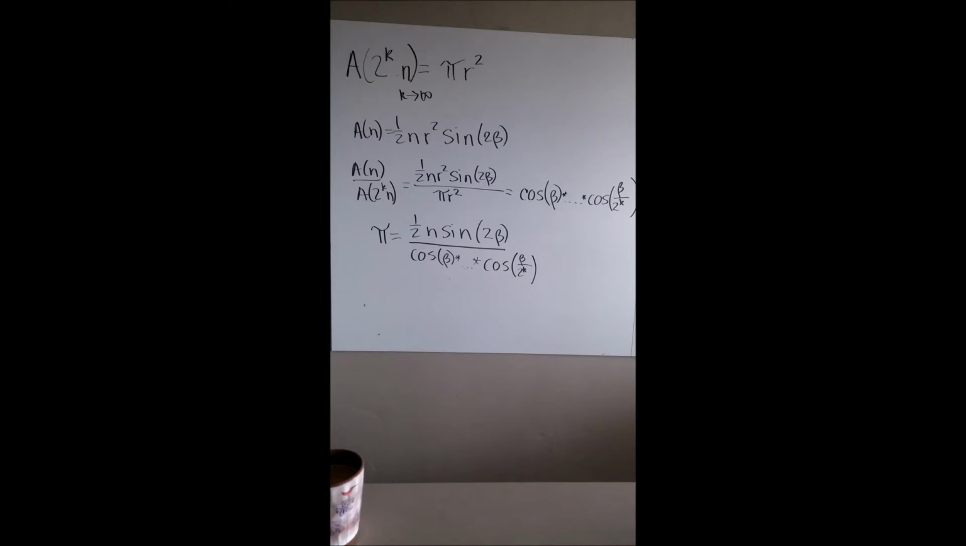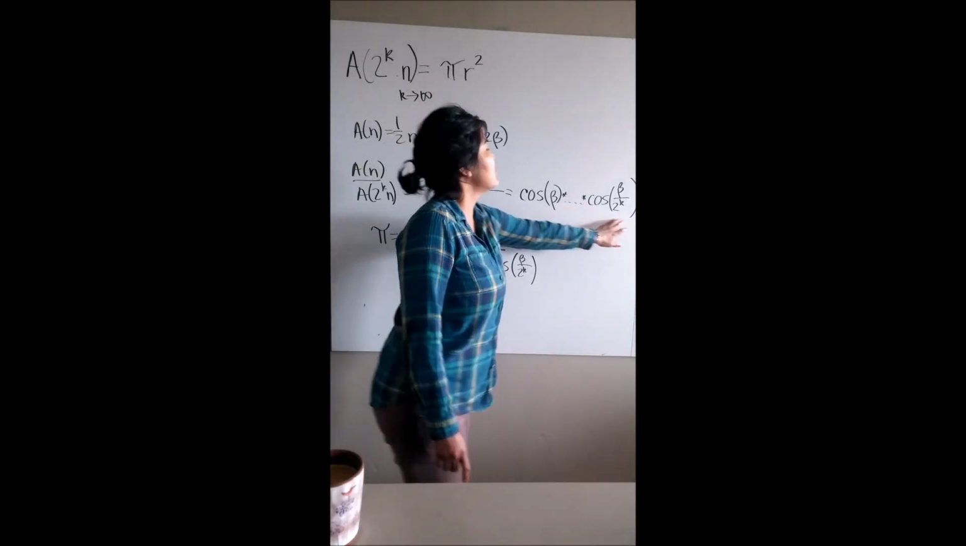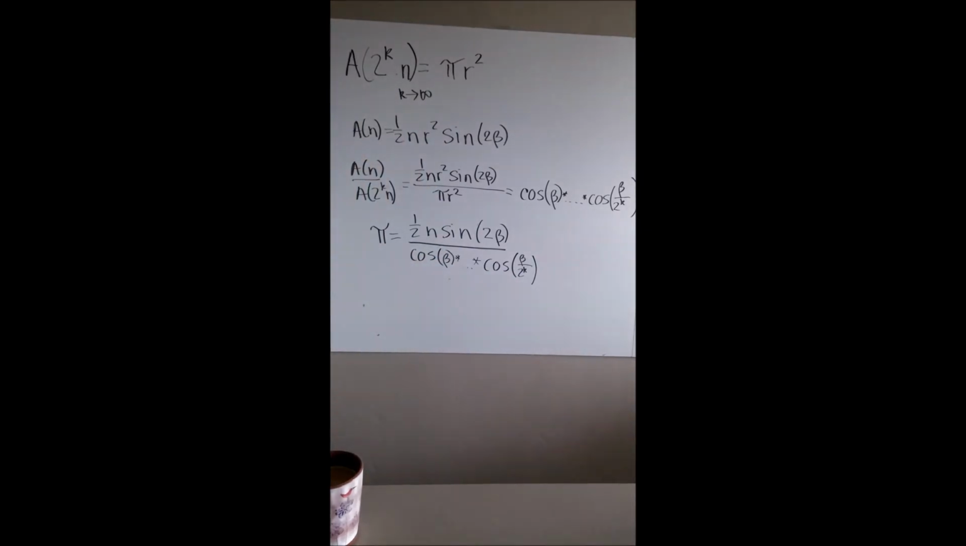So this we know is equal to cosine beta times cosine beta over 2 times ... times cosine beta over 2 to the k, because every time you bisect beta into two different angles, they are equivalent. So we can rewrite this expression in terms of pi. So we get pi is equal to 1/2 times n times sine of 2 beta over cosine beta times ... times cosine beta over 2 to the k.